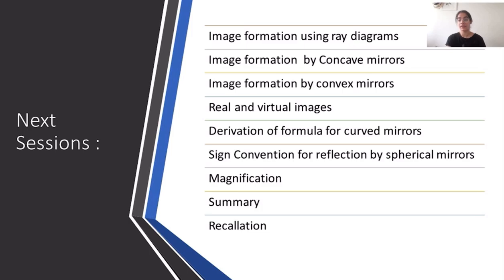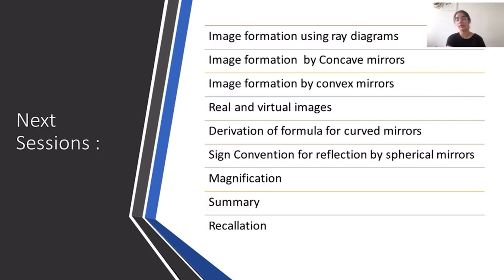Then we will be studying sign convention for reflection by spherical mirrors. If you have a mirror, what side would be the positive side and what would be the negative side? If the image is formed above the principal axis, would the height of the image be represented as positive? If it is formed below the principal axis, will it be considered negative or positive? What the sign convention would be is what we will study in the coming sessions.